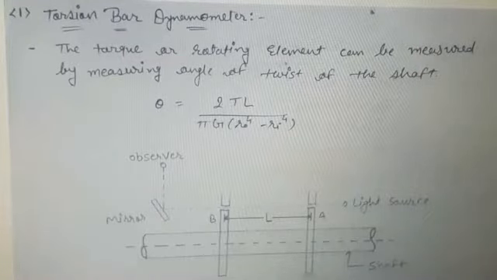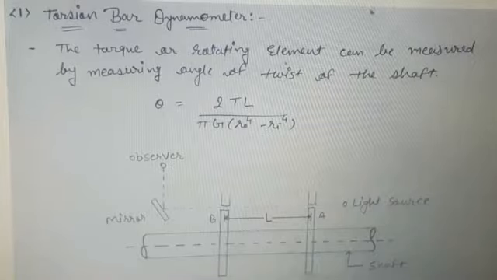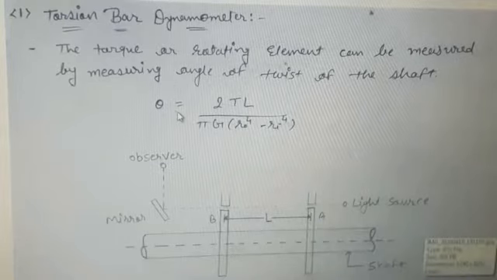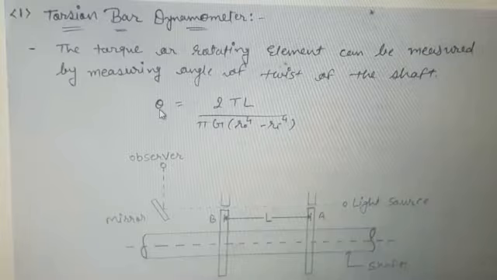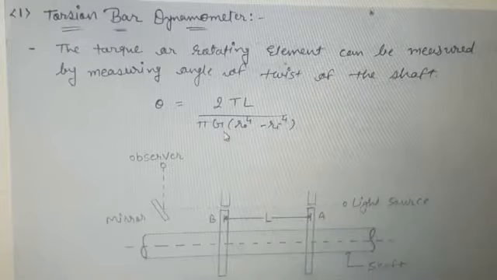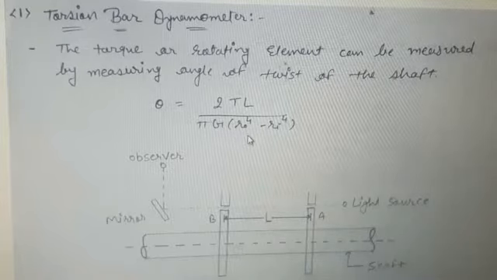It is torsion bar dynamometer. So first start with the theory. First I want to show the equation of theta. Theta equal to 2 into T into L upon pi G in bracket R0 raised to 4 minus Ri raised to 4.